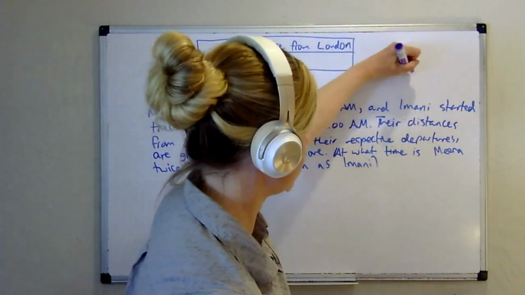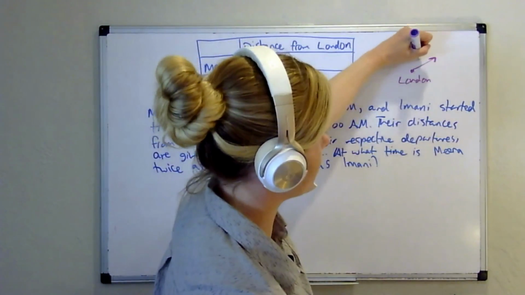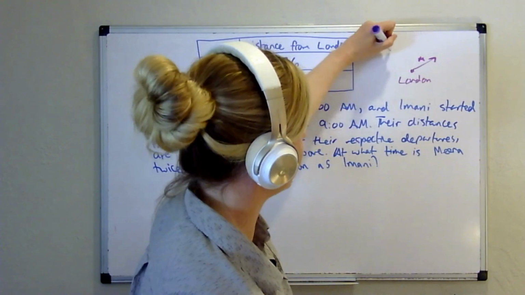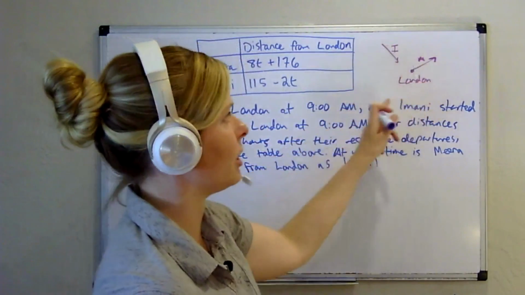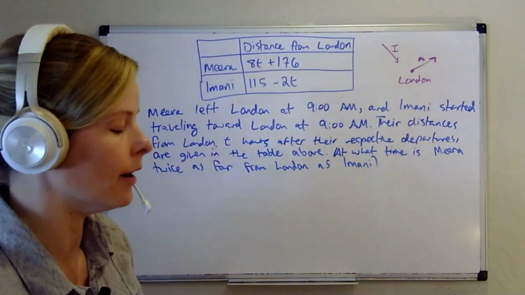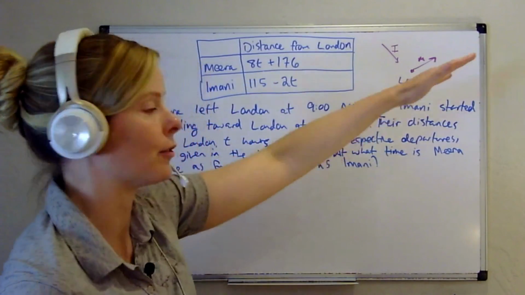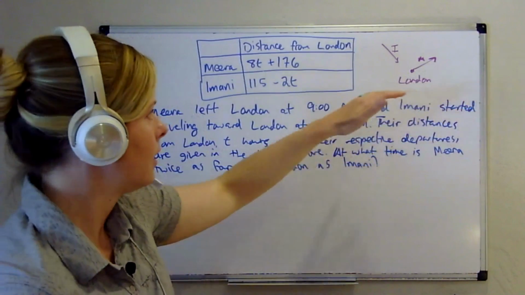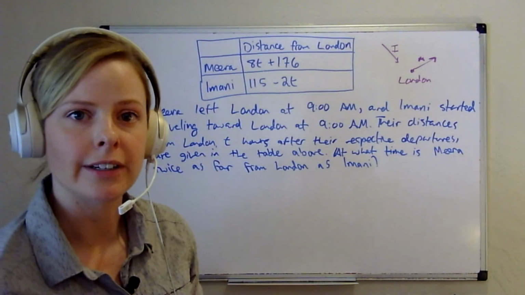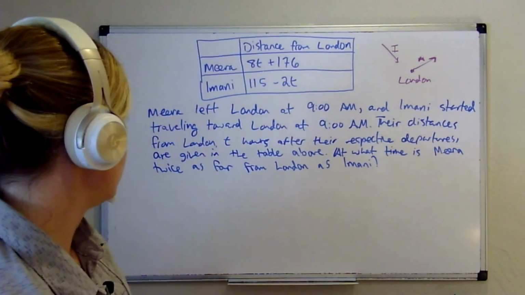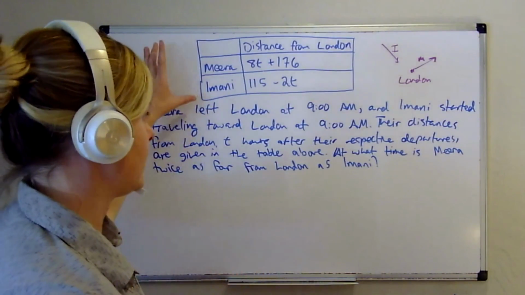So let's say we've got London, and we know that Mira left at 9 a.m., so Mira is going out in some direction, and Imani is starting somewhere else and coming toward London in some direction. And of course, we don't know exactly what directions those are, but that makes sense, right? As time increases, Mira is getting farther and farther away from London, whereas as time increases, Imani is getting closer and closer to London. Their distances from London, t hours after their respective departures, are given in this table above.